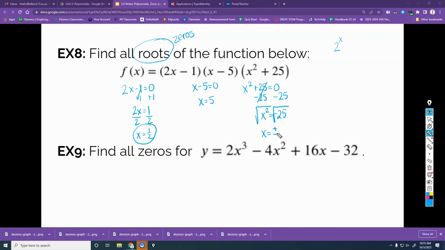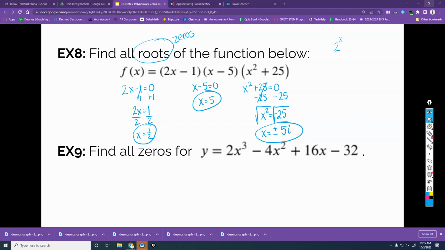What's the square root of negative 25? It's 5i. It's got to have that i because it's negative. So you actually have 4 roots here. You got 1/2, you got 5, and you got plus or minus 5i.